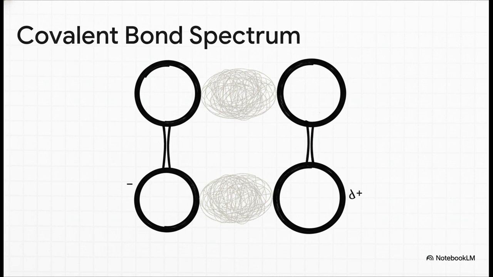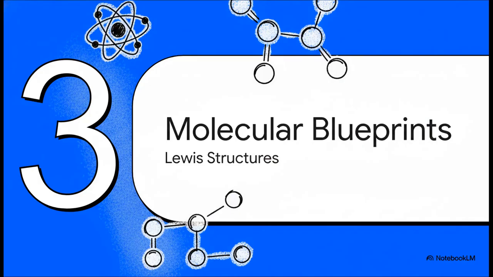But, as we all know, sharing isn't always equal, right? Some atoms are way more electron greedy than others. This natural pull an atom has on electrons is called electronegativity. So when 2 identical atoms share, it's a perfect, even tug of war. That's a pure covalent bond. But if one atom pulls harder, the electrons hang out closer to its side. This creates what we call a polar bond, with one slightly negative end and one slightly positive end, kind of like a tiny magnet.